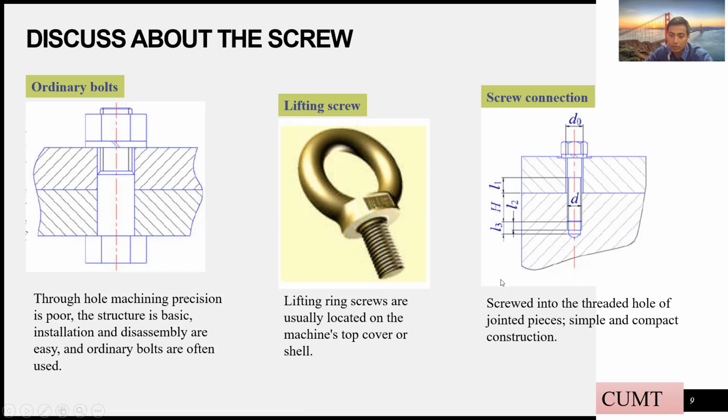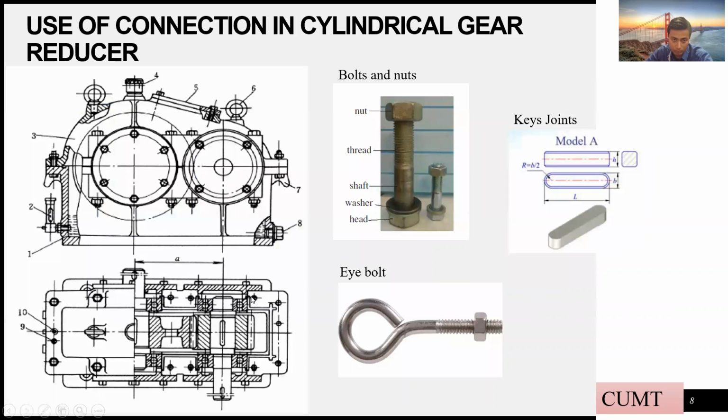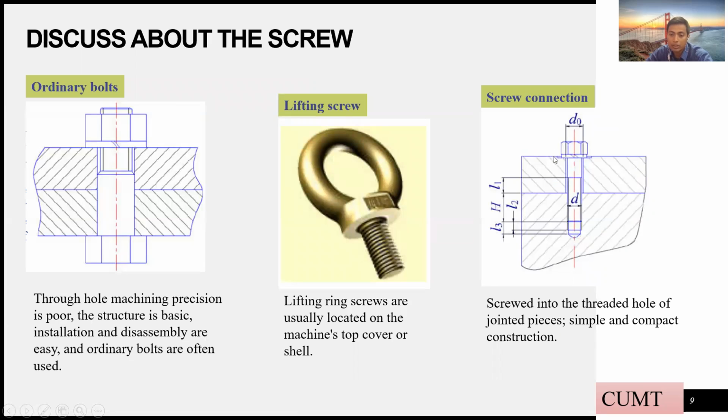Screw connection. A screw is screwed into a threaded hole of the joint pieces, simple, compact, and constructive. As we can see, there are a lot of holes over here, so we cannot see the nuts. So what they did: inside the hole, the hole is threaded, and we use the screw connection to connect.